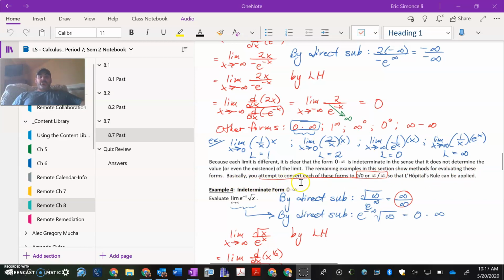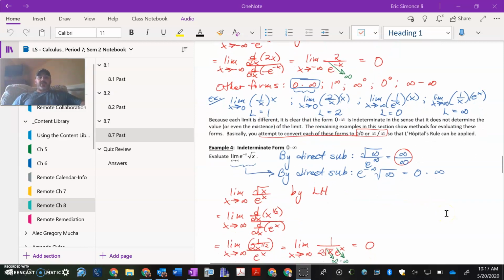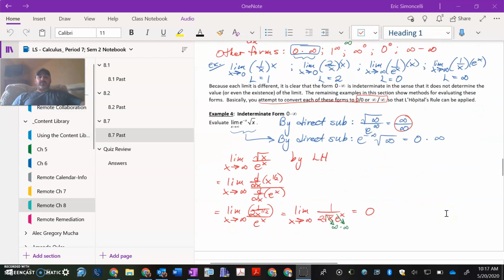Basically, you attempt to convert each of these forms to 0 over 0 or infinity over infinity so that L'Hopital's rule can be applied. And speaking of 0 over 0, this first example, but also the second example, would lend itself to that situation. So those are good examples of things to come. So example 4, the indeterminate form 0 times infinity.